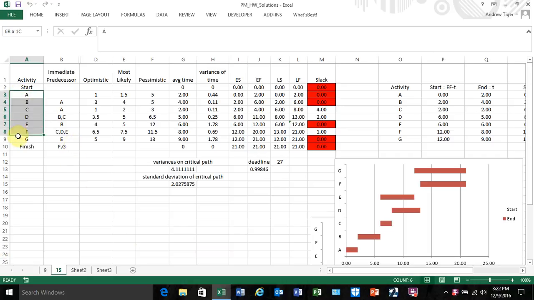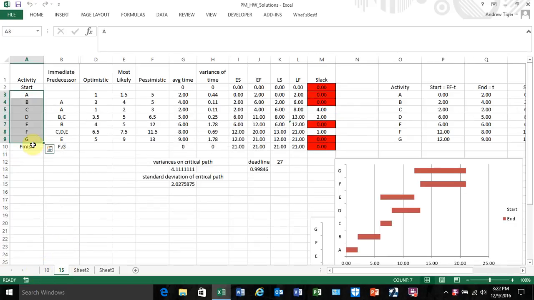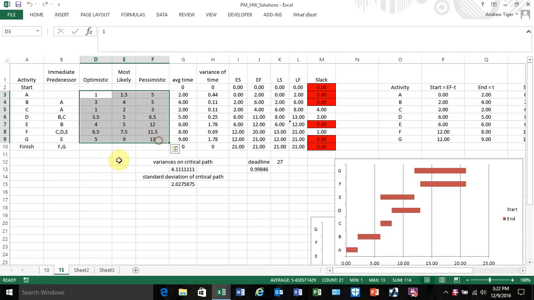So we were given in problem 10, I think it's problem 10, activities and predecessors. And in this problem, we're also given some estimates of the times to complete the task. We're given 3 estimates for each activity, and from these 3 estimates, we can calculate an average and a variance.